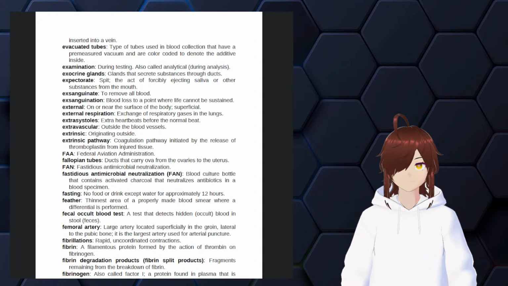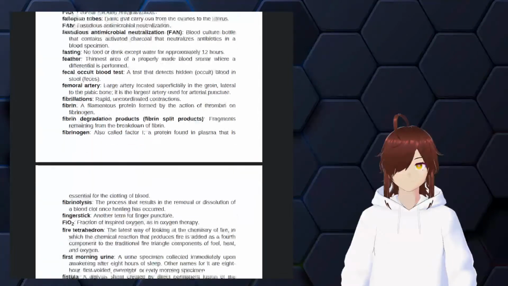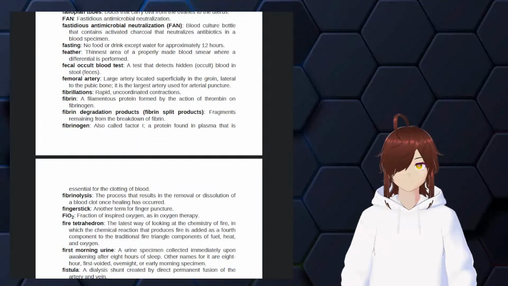FAN, fastidious antimicrobial neutralization. FAN blood culture bottle that contains activated charcoal that neutralizes antibiotics in a blood specimen. Fasting, no food or drink except water for approximately 12 hours. Feathered edge, thinnest area of a properly made blood smear where a differential is performed. Fecal occult blood test, a test that detects hidden, occult blood in stool.